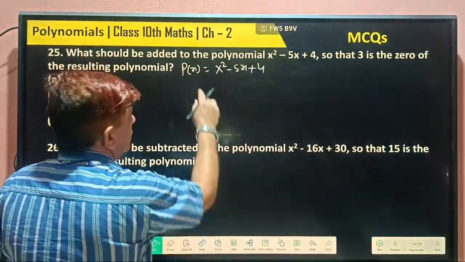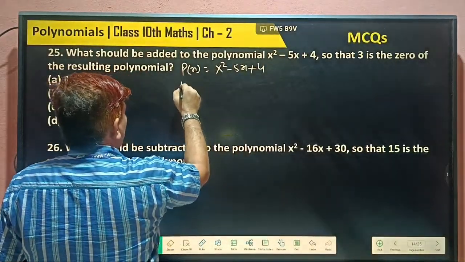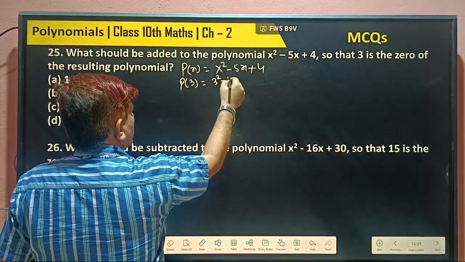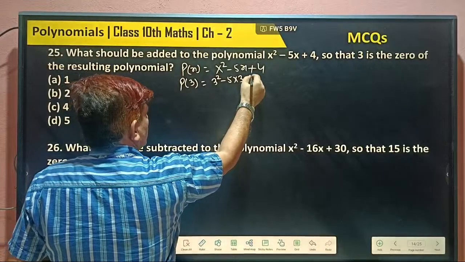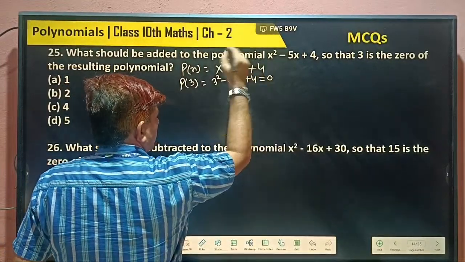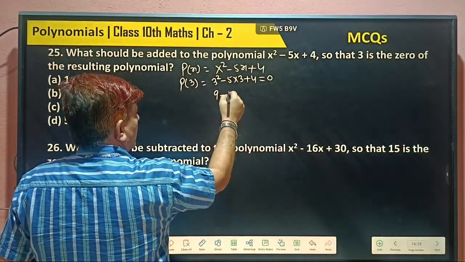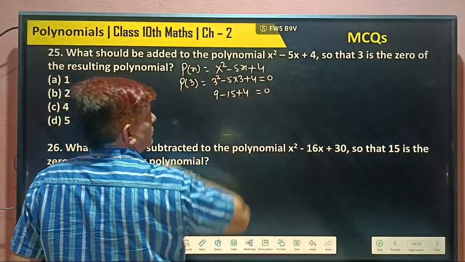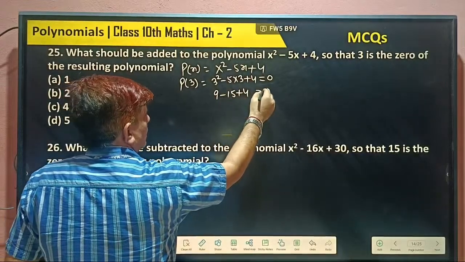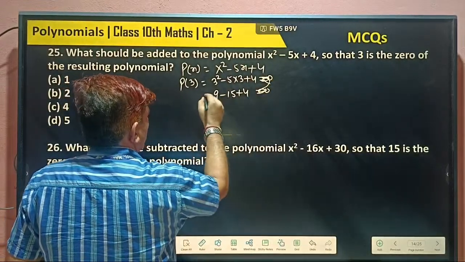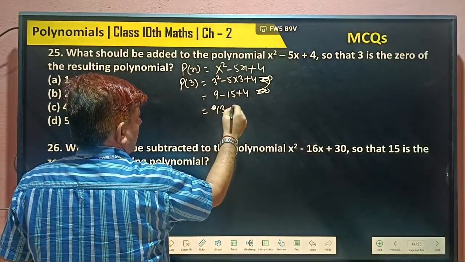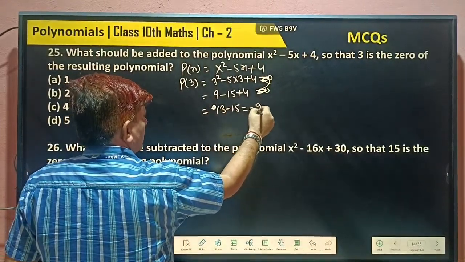So here we can put 3 is the zero of it, so we can put p of 3. So 3 square minus 5 into 3 plus 4. This must equal 0. So 9 minus 15 plus 4 is equal to 0, we need. What's coming? Check one time. 9 plus 4, 13 minus 15 is equal to minus 2.